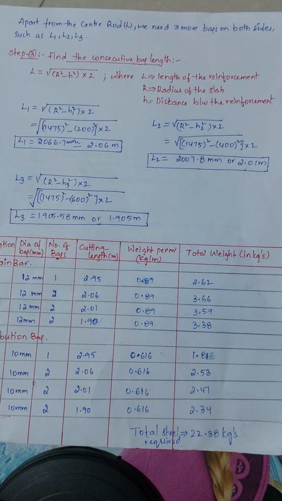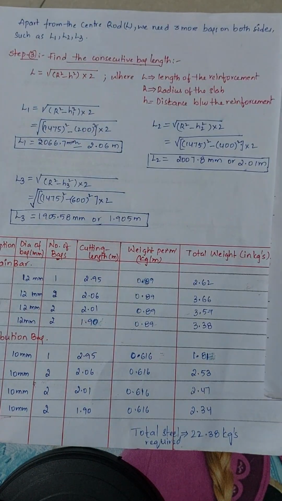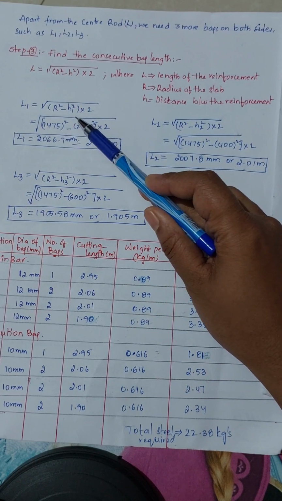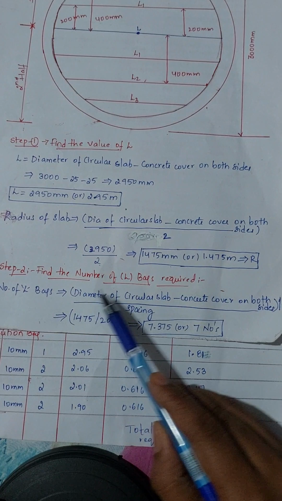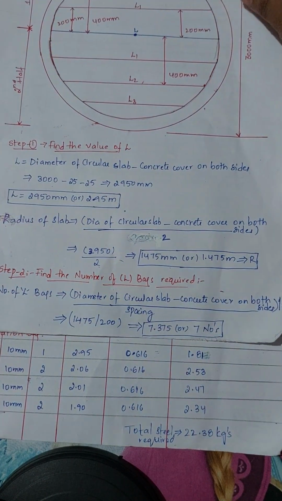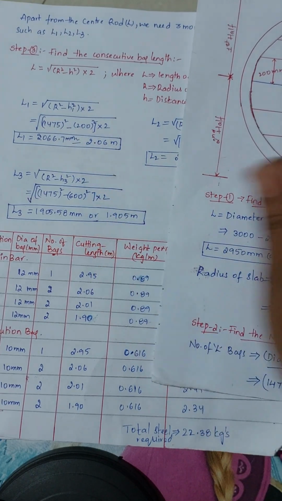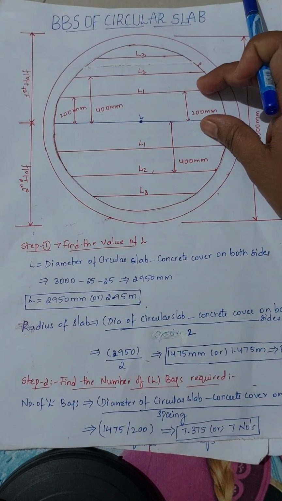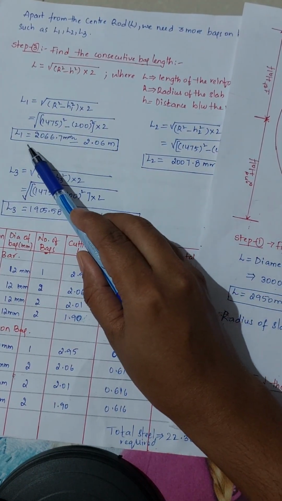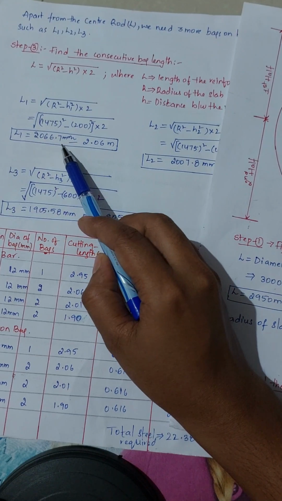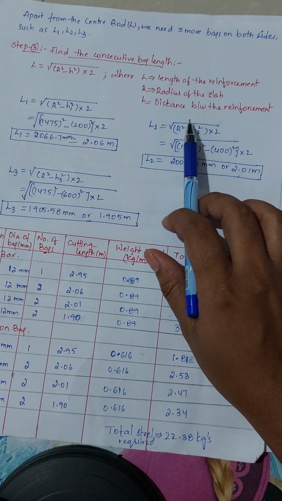First, as we know, we already got the length L as 2.95 meters. Now we have to calculate L1. So under root of r square minus h1 square, into 2. Here r is nothing but the radius, which is 1475 mm. So 1475 mm whole square minus h1, where the distance is 200 mm, so minus 200 whole square, into 2. If you do, we will get the L1 value as 2066.7 mm, which is 2.06 meters.